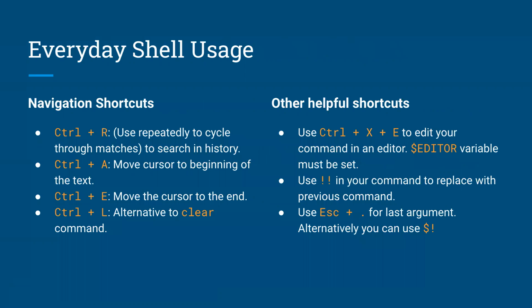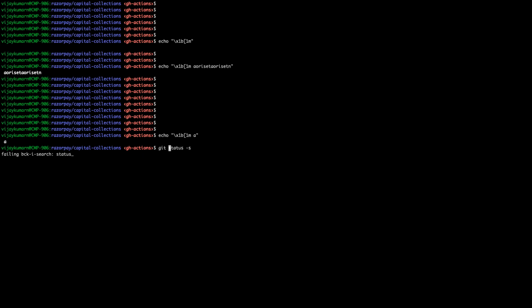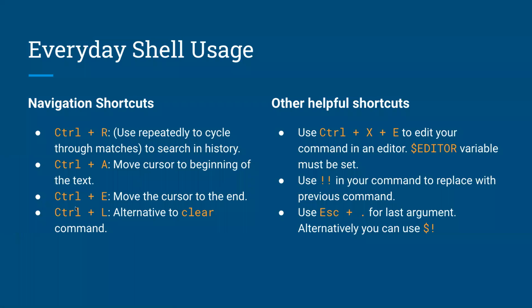Last slide, some navigation shortcuts. Most of you might know this: if you want to go back and search your history for a command, you can do a Control R, and it'll autofill the command. You can keep pressing Control R, and it will start looping and repeatedly cycle through matches.